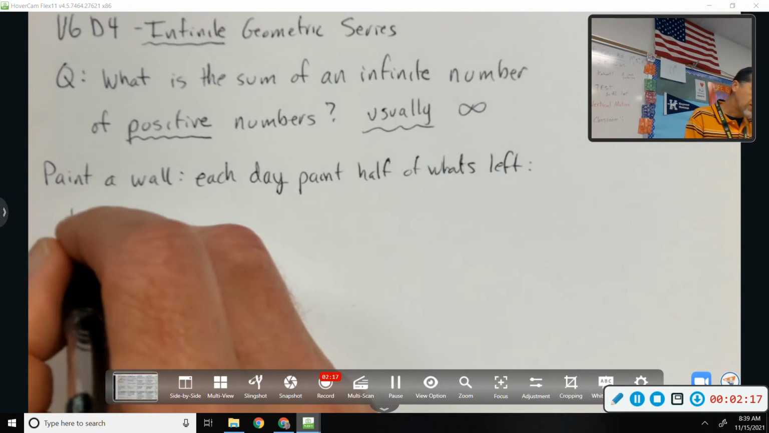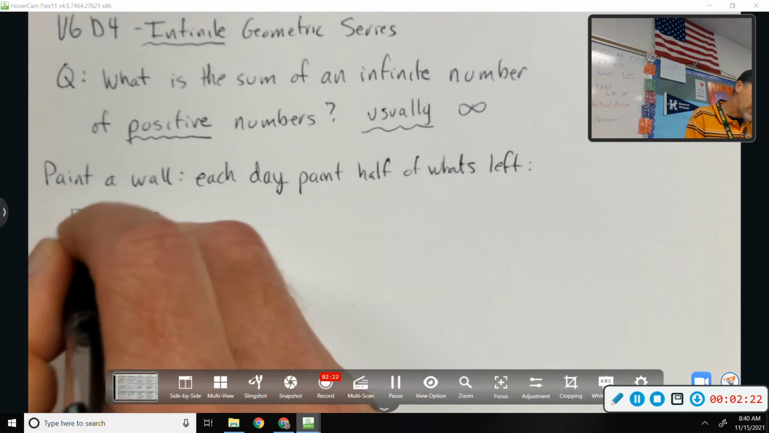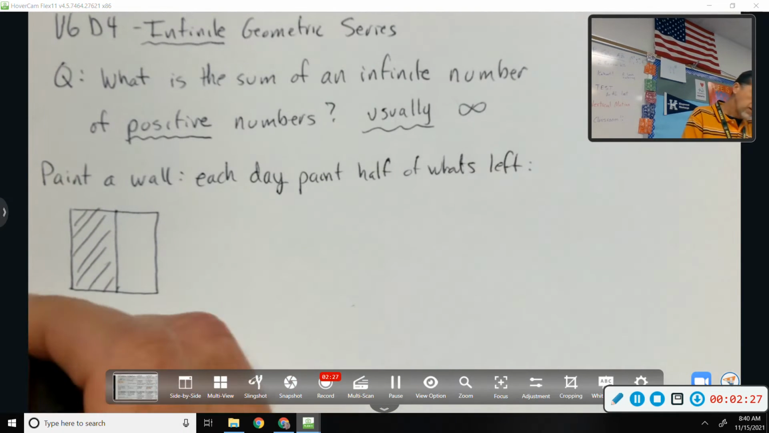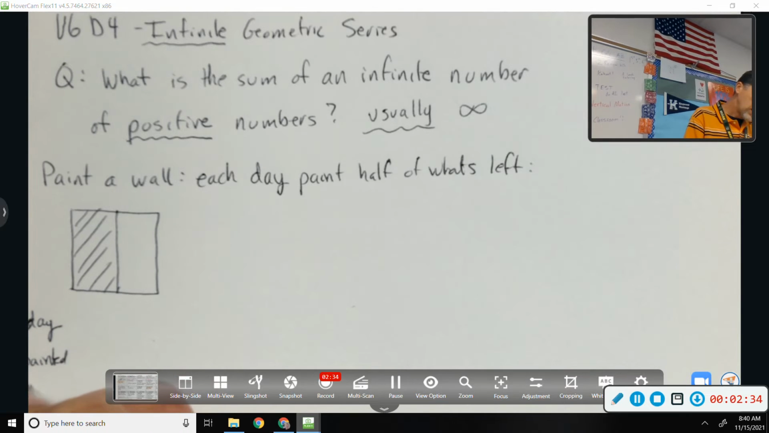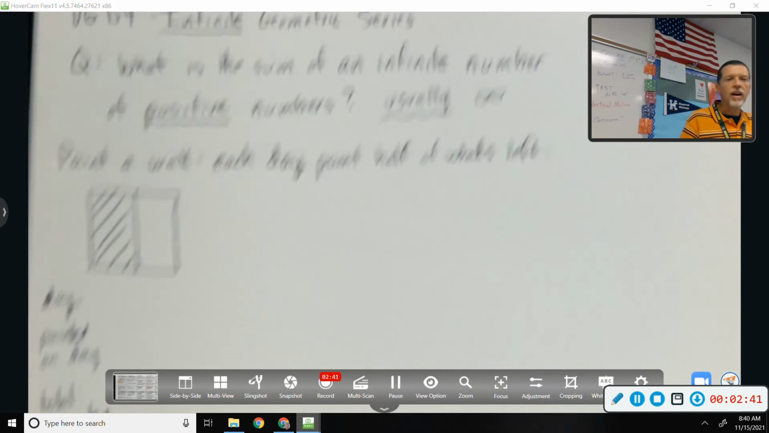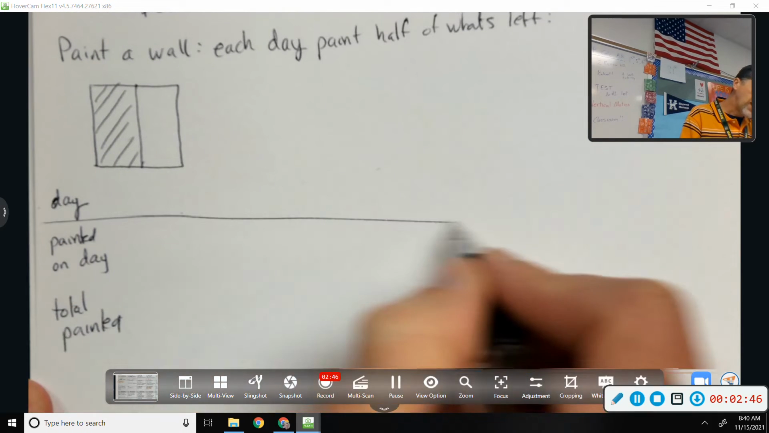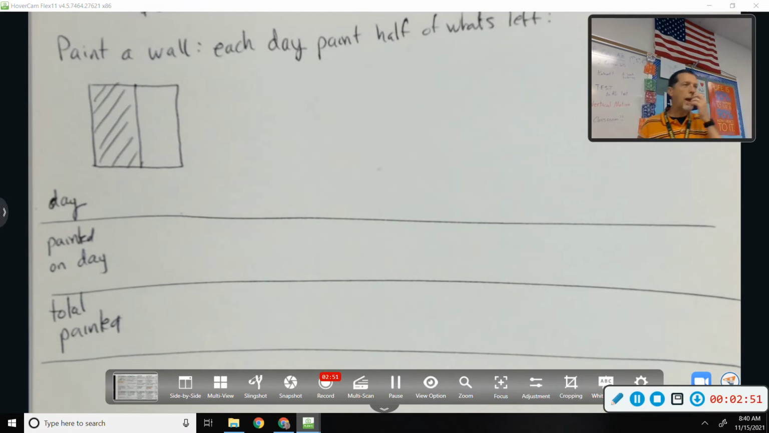So day 1, here's my wall. Perfect square, makes it easy to keep up with things. I paint half of it. We're going to try to make a table here. Can't see it. So we're going to have 3 columns in our table. What day it is, how much we painted that day, and then the total amount we've painted.